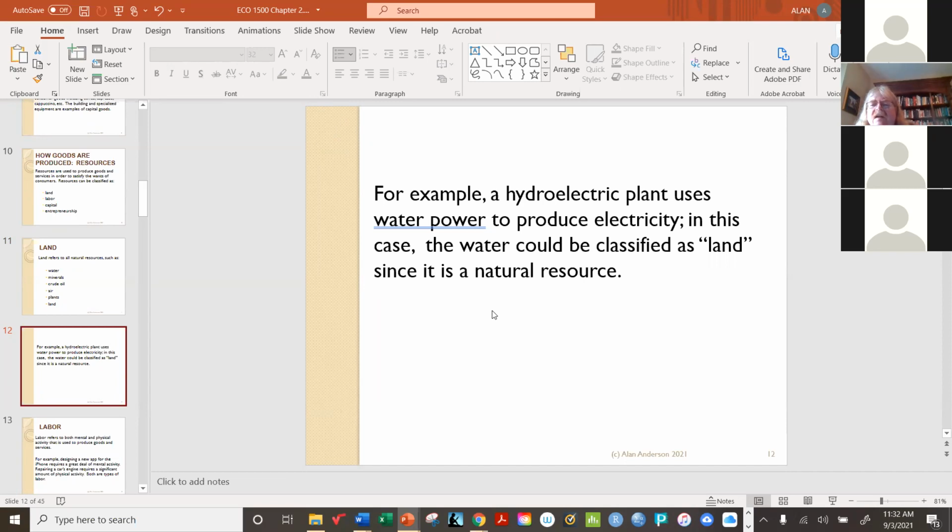In fact, they have so much electricity that they sell a lot of it to the United States. Pretty impressive.